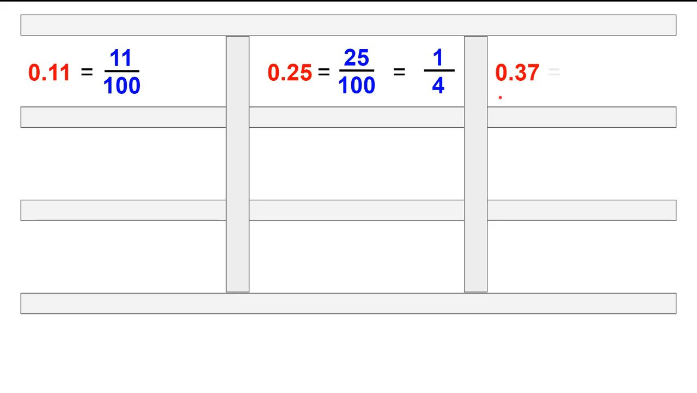Let's see some 2 digits. 0.11 equals 11 over 100. Just placing the 2 digits in the numerator, and the denominator is 100. 0.25 is 25 over 100. We can divide them both by 25 and you get a quarter, 1 over 4. This is the simplified fraction. 0.37 is 37 over 100. 37 is a prime number, so we cannot divide it.